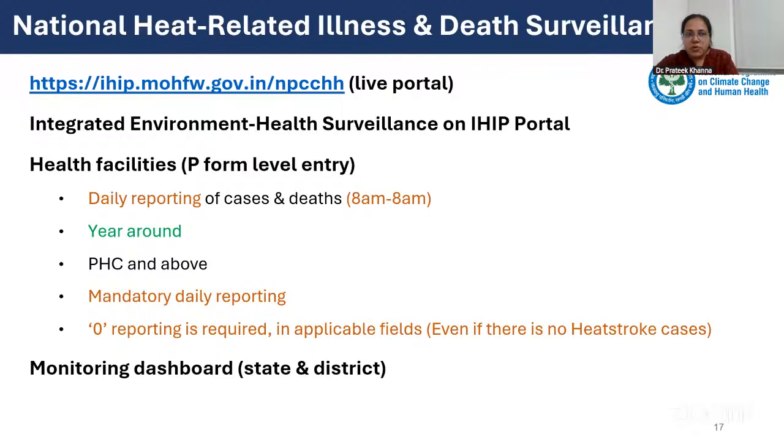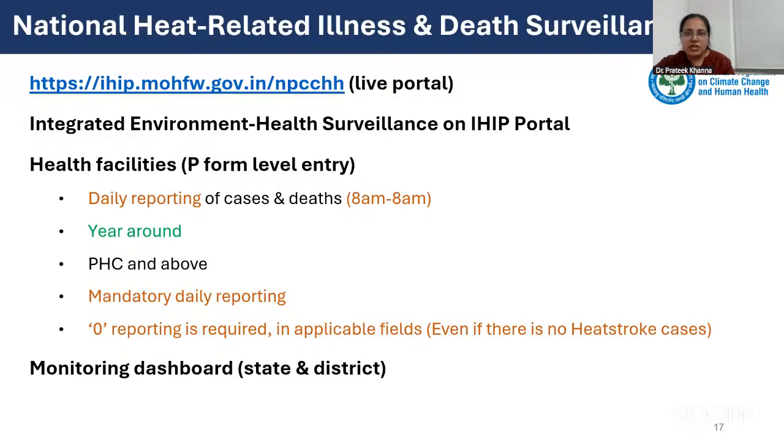Now, this is the portal. I hope you all have this link, because you should report even if there is no case in your area. I have heard from eastern states and from northern states that they do not face heat stroke or heat. But we would appreciate it if you report it as nil, because at least we will know that your facility is prepared, knows what the heat stroke definition is, and if any case comes, we know what should be done. So please report it as a nil case.